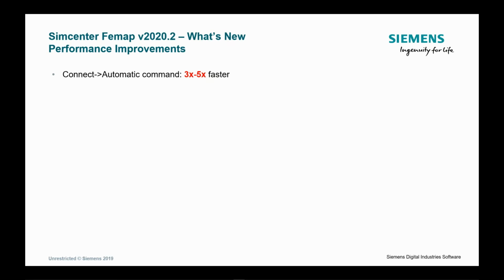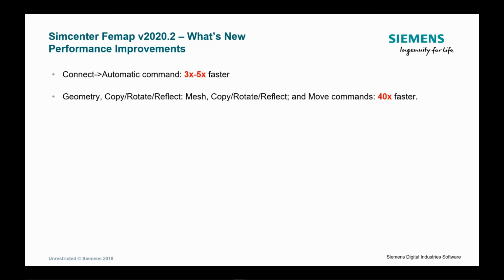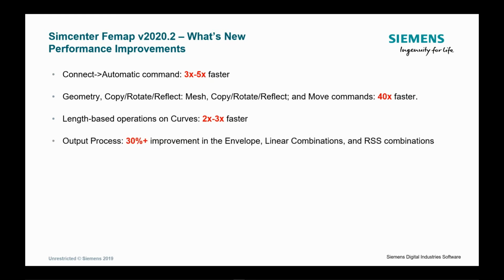All right, so first things first, there's actually a decent amount of performance improvements in this new version, unlike in 2020.1, especially for large models. Operations and processing can actually be a lot faster. They've improved the connect automatic command, geometry and mesh, if you're copying, rotating, or reflecting entities, and also moving entities. And then length-based operations on curves have been improved. Processing output has been improved, especially enveloping, linear combination, or assessing output. And importing Nastran models is up to 2 times faster.